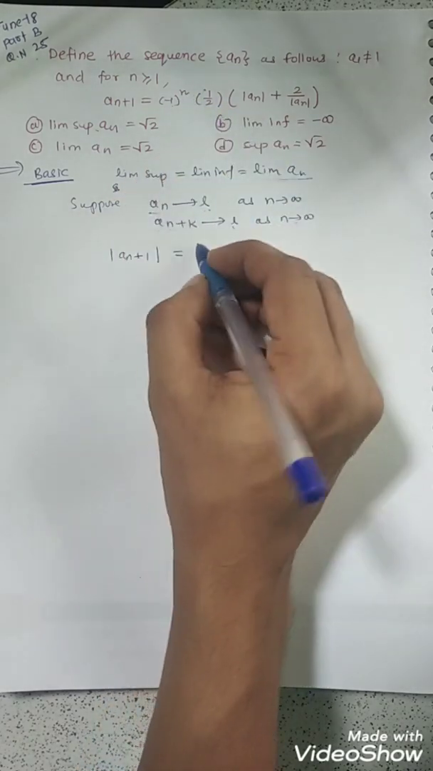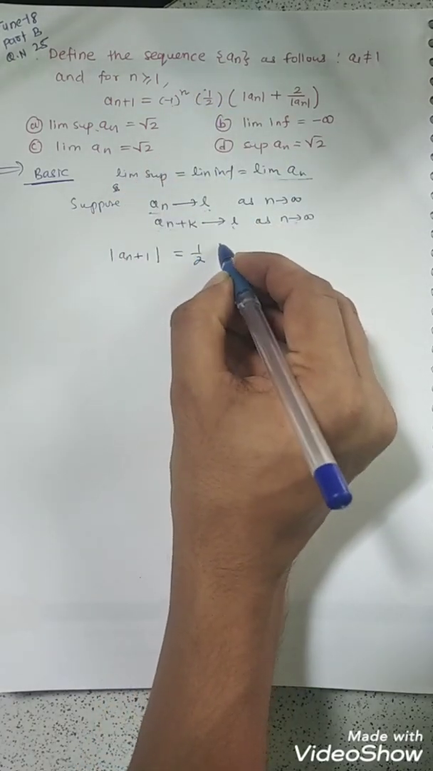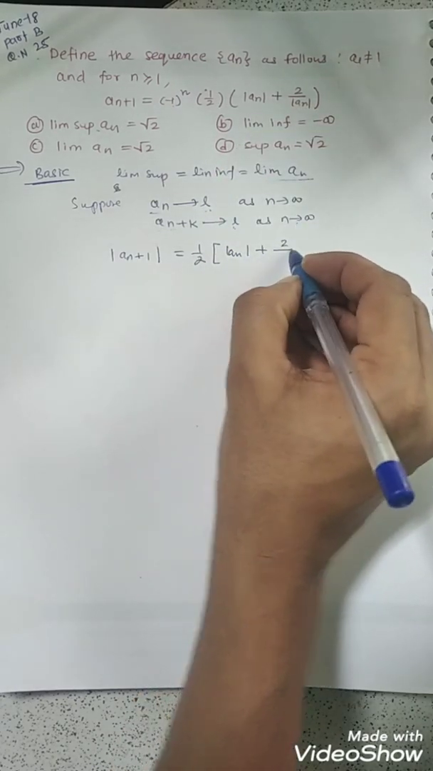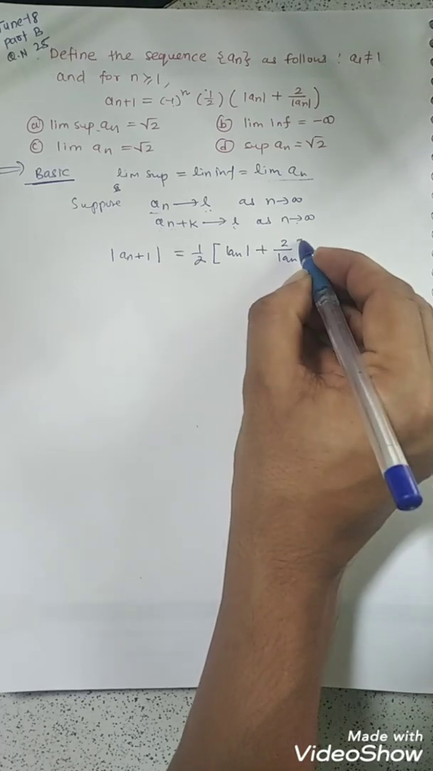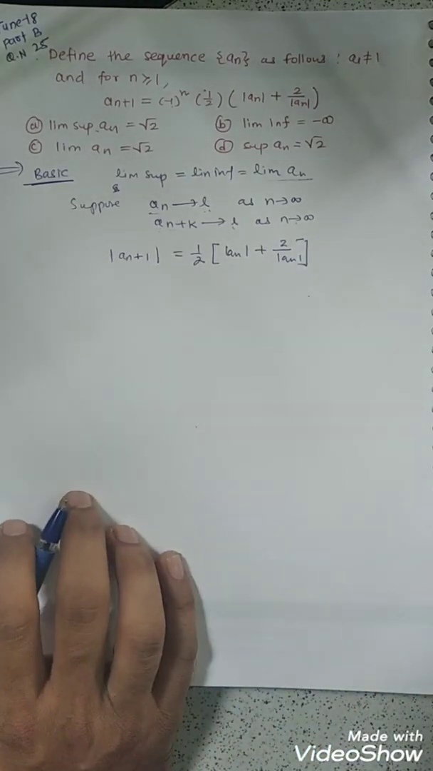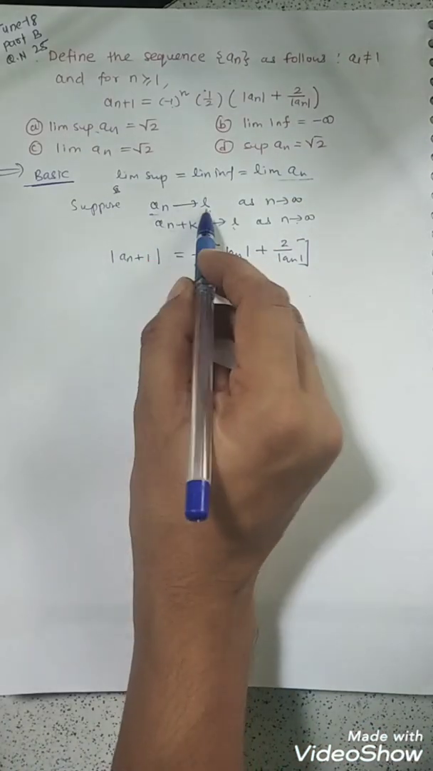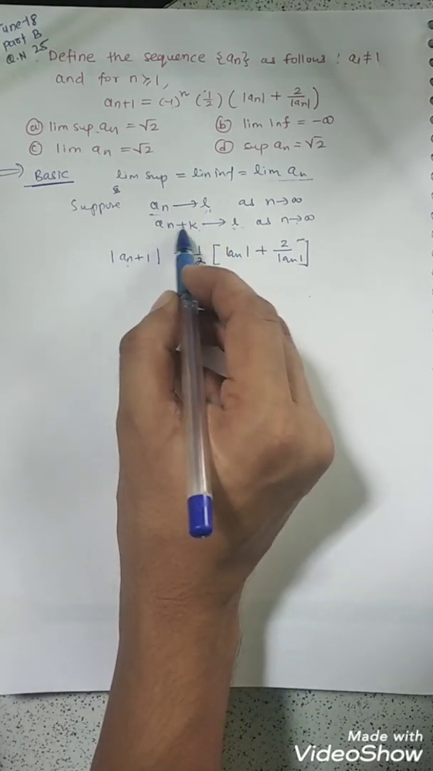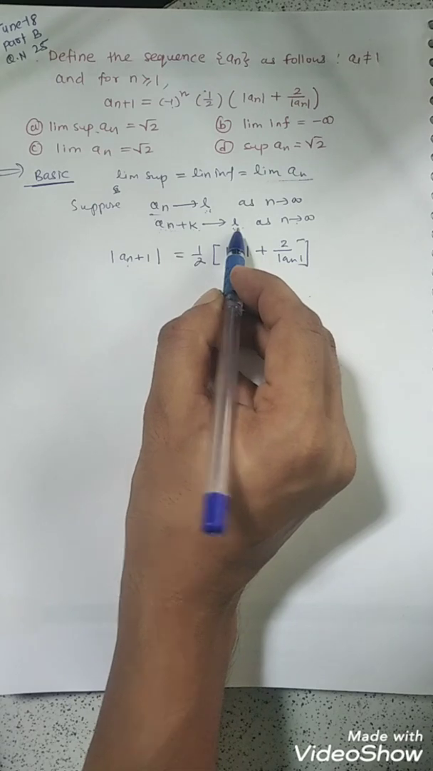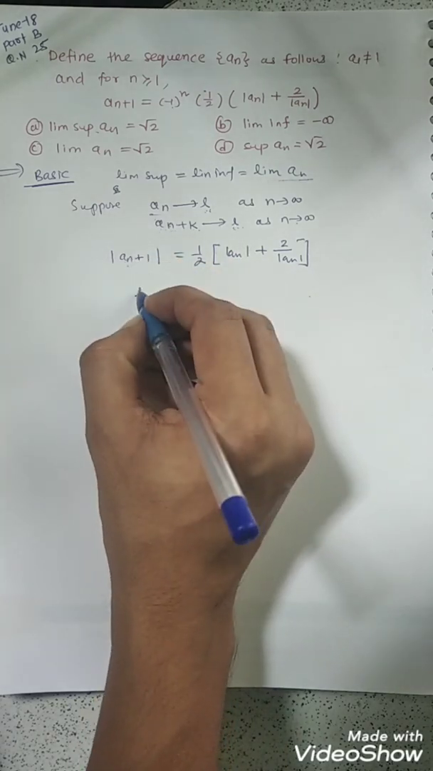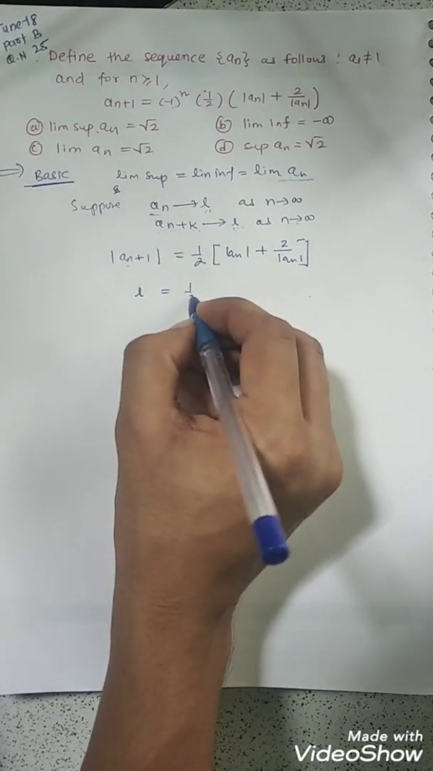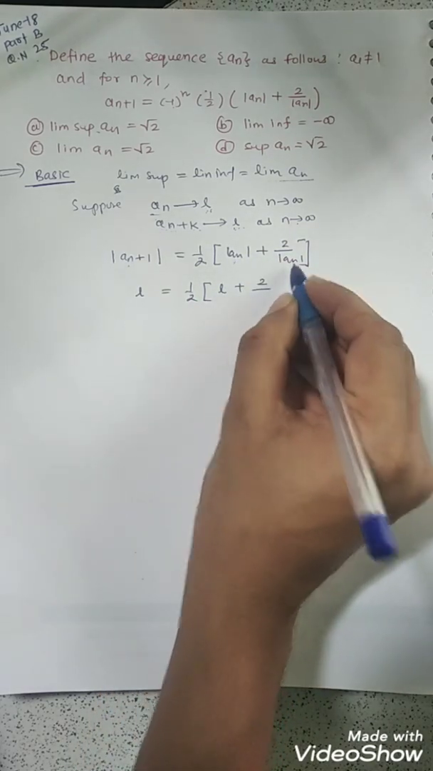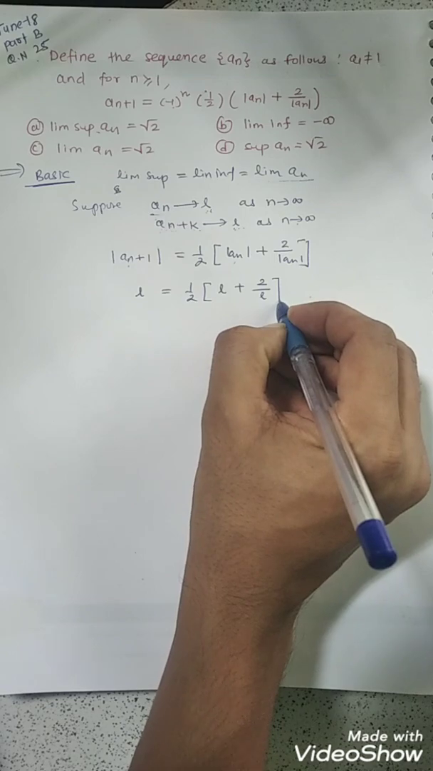If I take mod on both sides, I'll get an plus 1 equals to mod of minus 1 raised to n, which will be 1, times 1 by 2, mod an plus 2 by mod an. So if an tends to L, then an plus k will also tend to L, meaning an plus 1 will also tend to L. So this will tend to L, 1 by 2, this will tend to L plus, and this will also tend to L.